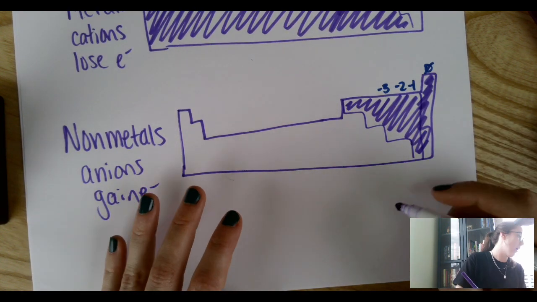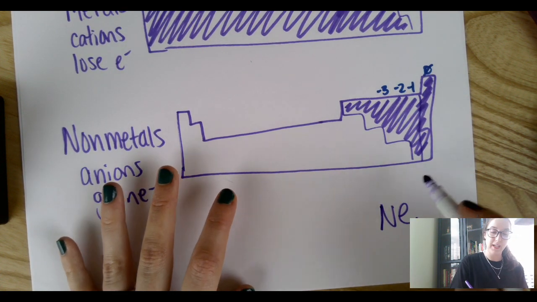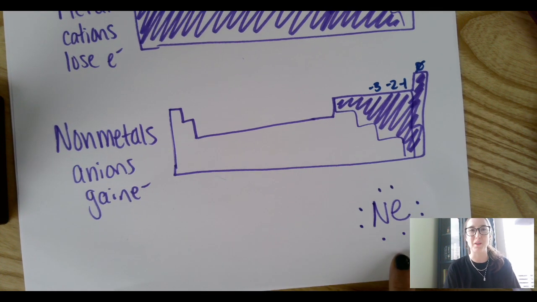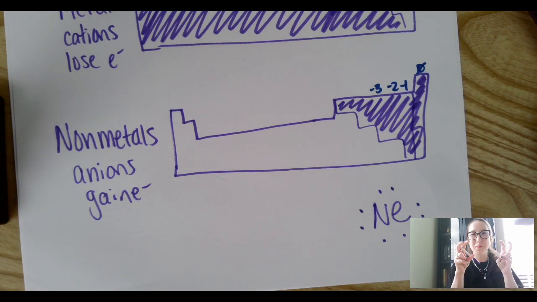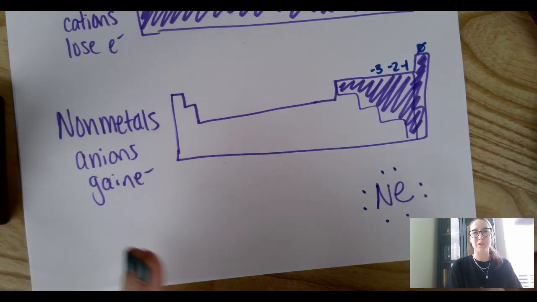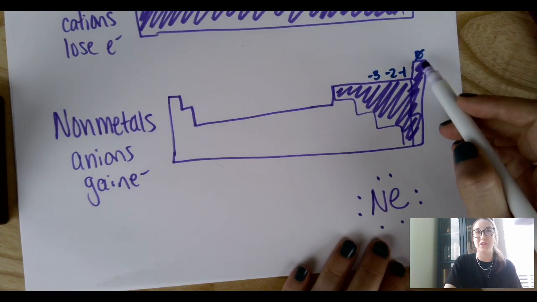If I were to draw, let's do neon, for example, it would literally have 8 valence electrons surrounding itself. Does it need electrons? No, it's got the 8. It was born with the 8 electrons that it needs, that all the elements want, and so that's why they're so noble, the kings and queens, the noble gases, because they were just born prepared with the outer octet shell. That's why they have an ion charge of 0.